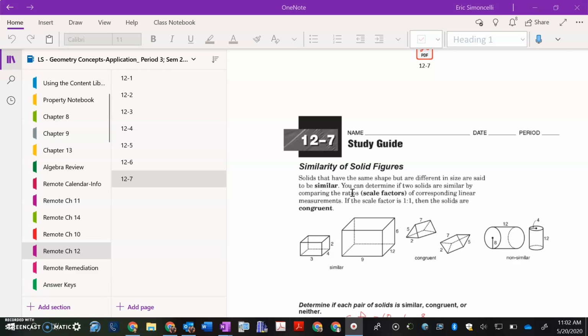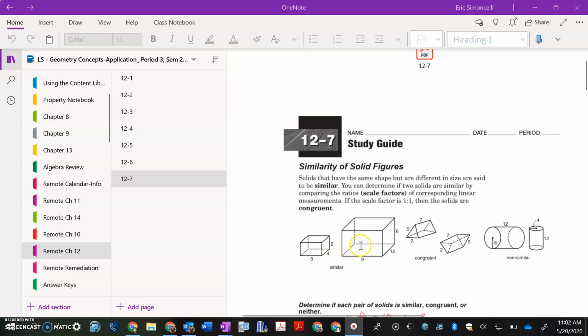You can determine if two solids are similar by comparing the ratios or scale factors of corresponding linear measurements. If the scale factor is 1 to 1, then the solids are congruent. So in this first depiction, we see two rectangular prisms. We've got 3 by 4 by 2. And then if you scale it up by a factor of 3, in other words, 3 times 3 is 9, 4 times 3 is 12, 2 times 3 is 6. This rectangular prism, of course, is larger.